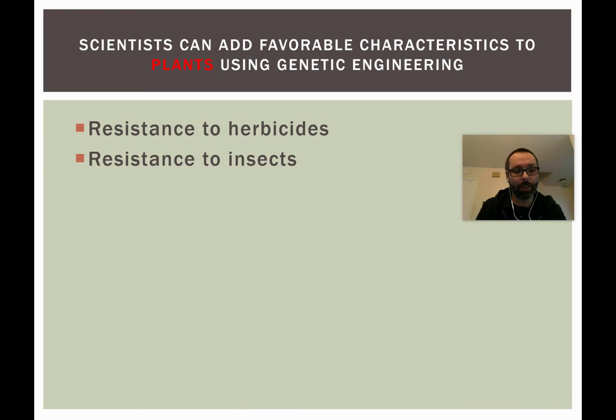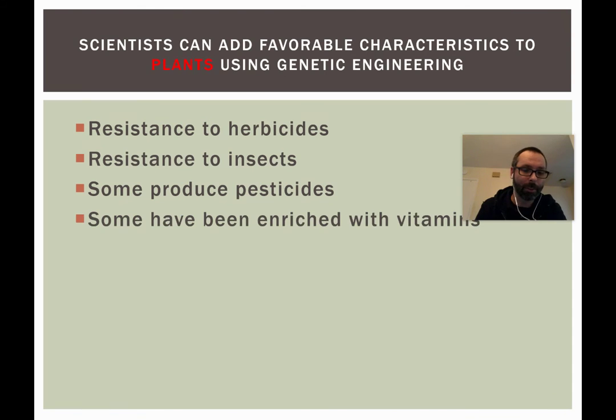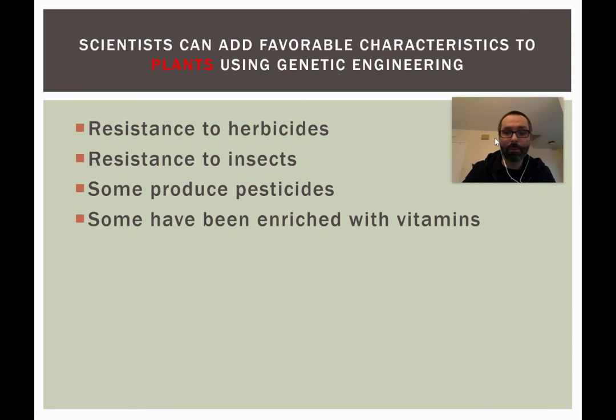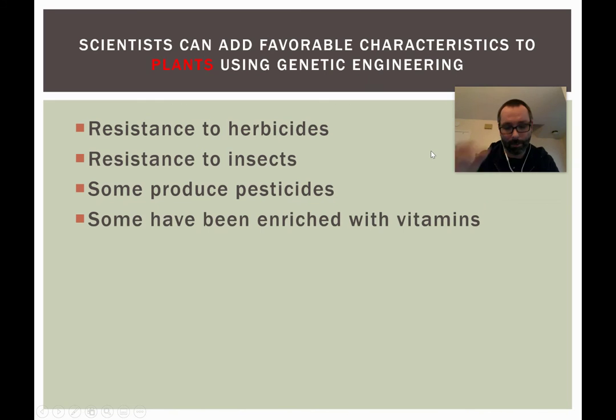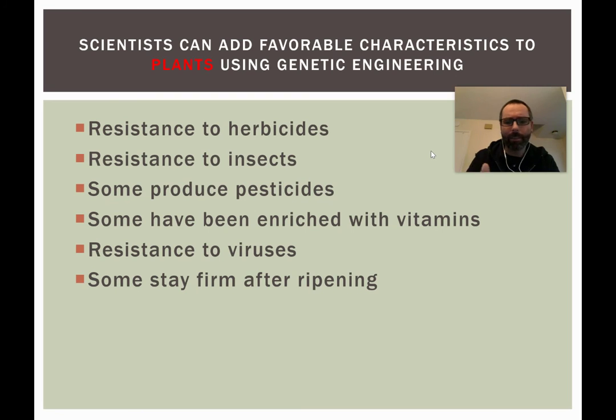Sometimes the plants will just straight up taste bad to insects. Some of them even make things that kill the insects, right? So you can make the plant produce a protein that kills insects, not humans or other animals. You could make them produce more vitamins. There is something called golden rice. Rice does not normally contain the vitamin called vitamin A, and so they have genetically engineered rice so that it will produce vitamin A. And so now when you eat the rice, you will actually get more vitamins than if you didn't eat that kind of rice. There's tomatoes that will stay firmer after ripening.